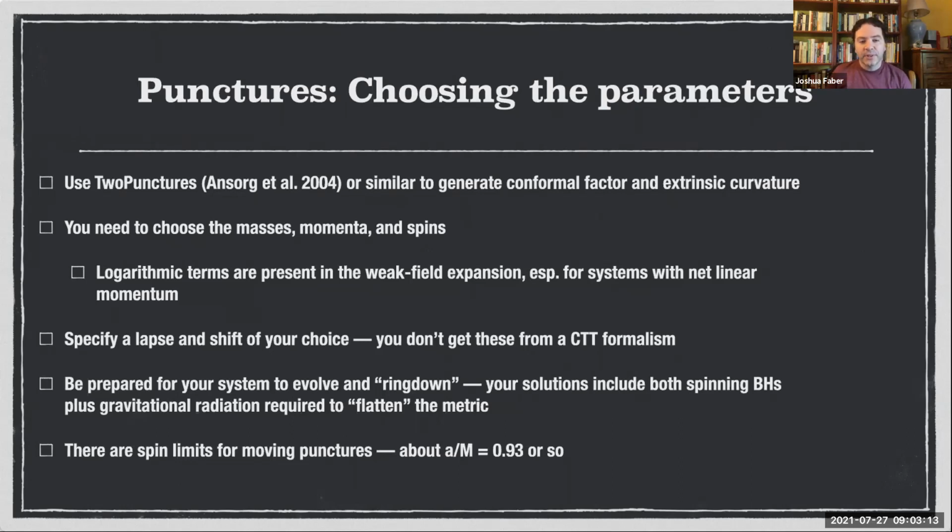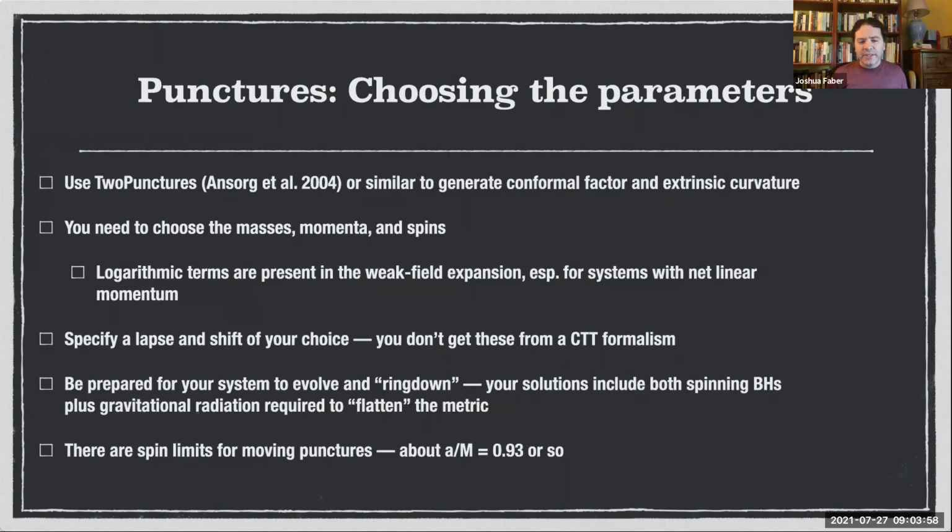If you use something like TwoPunctures, you actually do need to specify a lapse and a shift in order to launch a dynamical simulation. You don't really get those from a conformal transverse traceless formalism, but they're gauge freedoms. You're allowed to choose the model that you want. You have to be prepared for your system to evolve and ring down. Because you have spinning black holes potentially plus gravitational radiation, that initial gravitational radiation will go in different directions. Some of it will proceed outward, giving you some of the junk radiation you see typically at the beginning of a gravitational wave train. Some of it will actually be accreted by the black holes, slightly changing their parameters initially during the evolution.